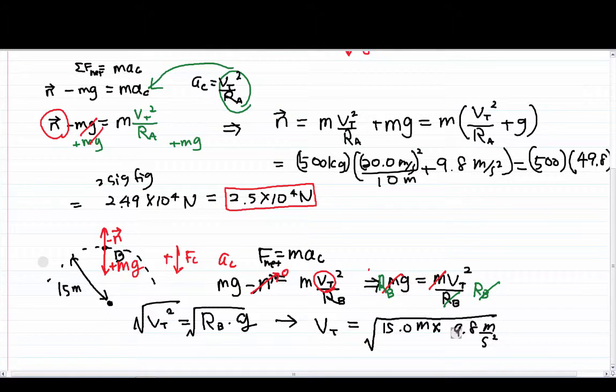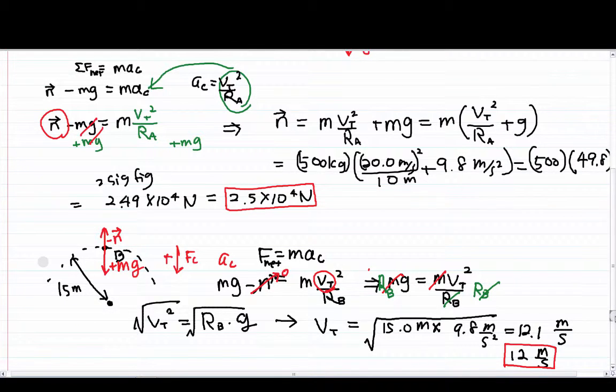Notice our units cancel out neatly. Meter times meter, you get meter squared. But when you take the square root of meter squared over second squared, you get meters per second. And when you punch this in your calculator, you're supposed to get 147 under the radical sign, and you're going to get 12.1. Again, I'm going to keep 2 sig figs, so our answer is 12 meters per second.